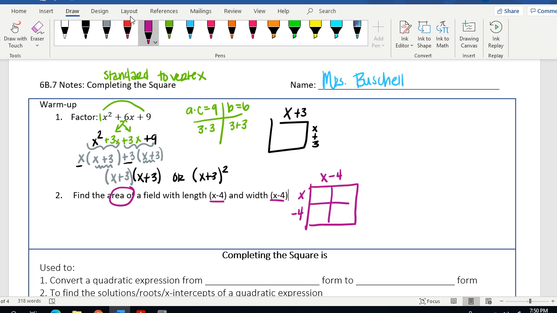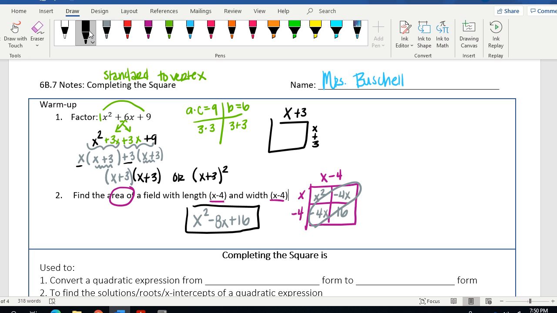When I'm putting numbers inside the box, I'm multiplying. So x times x is x squared. X times negative 4 is negative 4x. X times negative 4 is negative 4x. And negative 4 times negative 4 is a positive 16. To write my final expression, I'm going to combine my like terms. So I have x squared, negative 4x plus negative 4x is negative 8x, and then plus 16.